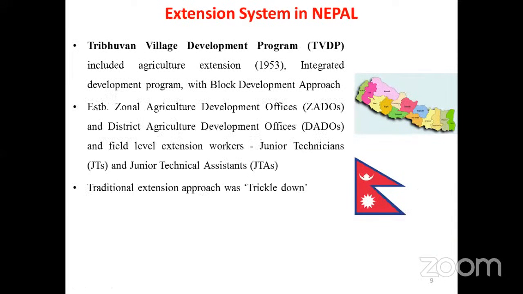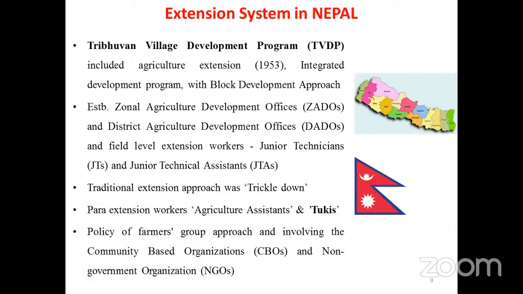Now moving on to Nepal. Here are certain terms I have put in bold, and that is only what I'm going to highlight here. One is the Tribhuvan Village Development Program, something you can remember for multiple choice questions. It came in 1953, and in this they had zonal agriculture development offices, then district level and then field level. The important thing was that they had junior technicians and junior technical assistants, who were the actual extension workers in the field.